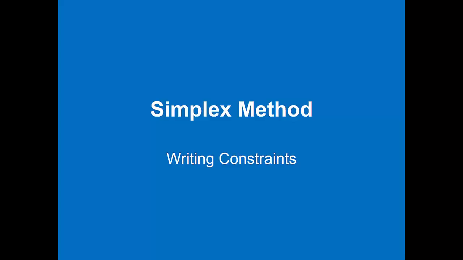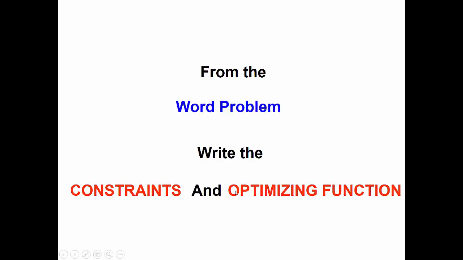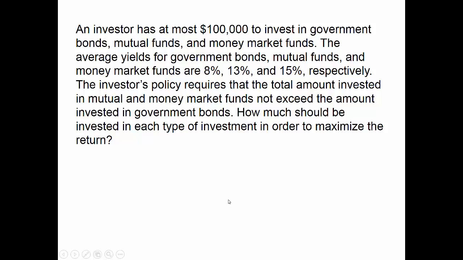This lesson is about taking a word problem and converting it into the mathematical inequalities and equations necessary, as in writing the constraints. So we want to take the word problem and change it so that we have both the constraints and the optimizing function. The other video shows what to do with the constraints and the optimizing function using the steps on the formula sheet. So we've got two examples we'll take a look at.